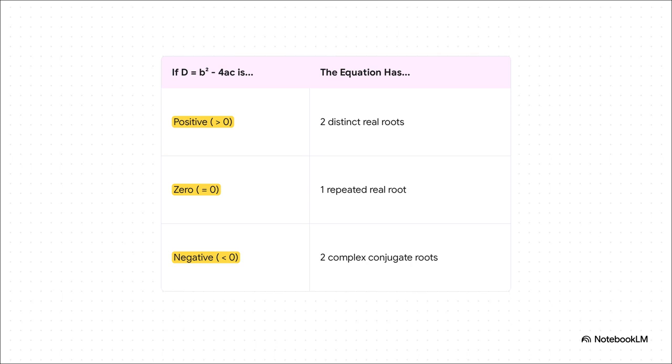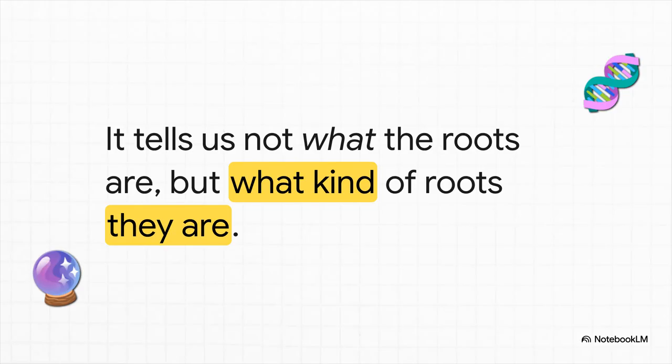And you know all this without even solving the equation. So that's its superpower, right? It doesn't tell you what the roots are, it tells you what kind of roots they are. It's like a fortune teller for equations, letting us know if the answers are going to be nice and simple or something a little more complex.